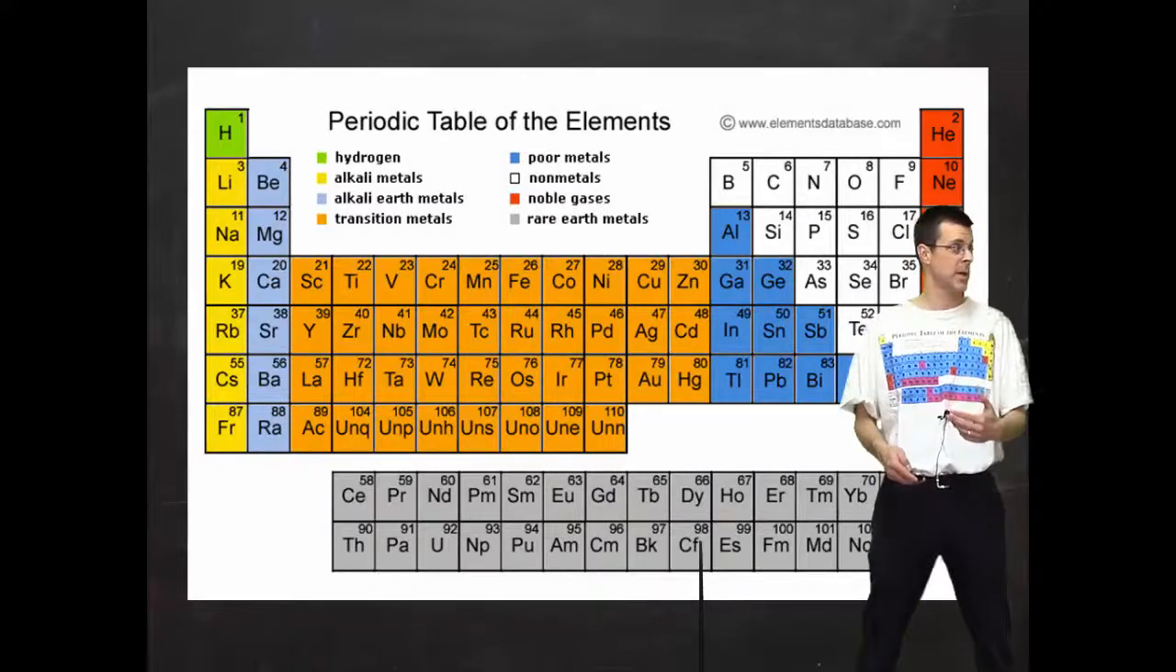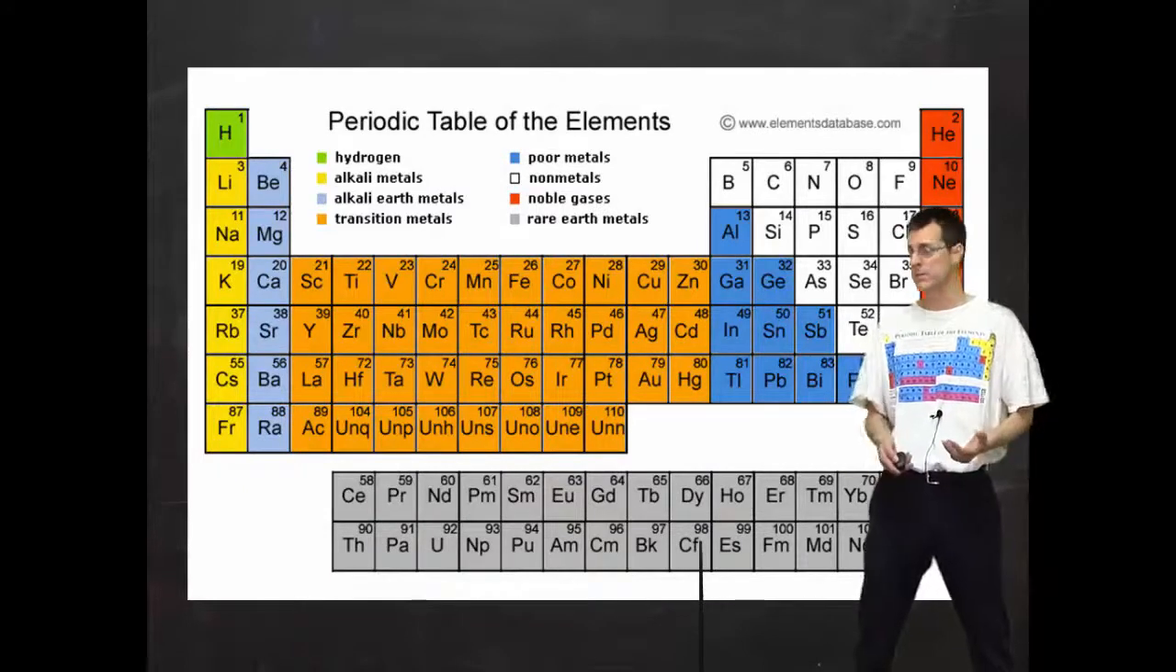Now you may or may not recognize Dmitri Mendeleev. He's called the father of the periodic table. He was the first one to start organizing the periodic table to show the properties. And the periodic table as we have it now looks like this.